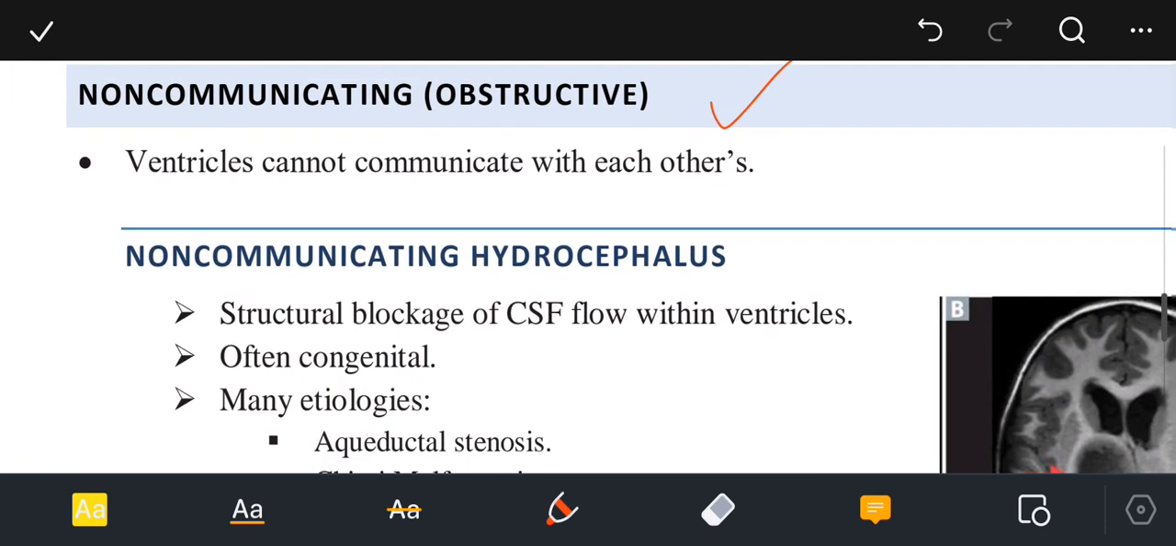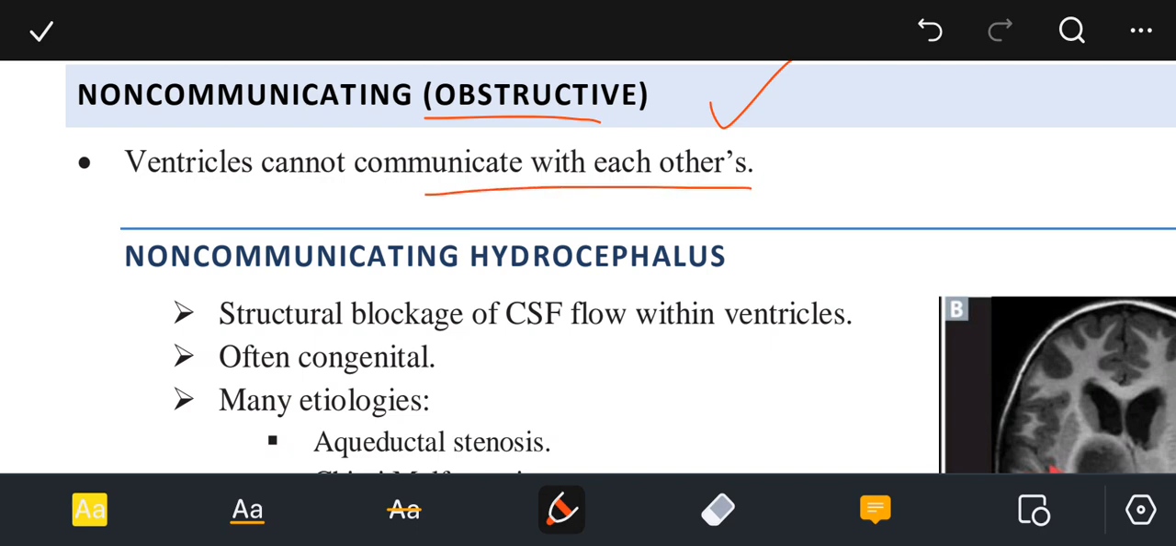Now moving forward to the non-communicating or obstructive hydrocephalus. The obstruction is somewhere inside the ventricular system. Any of the ventricles is not communicating with the next ventricle, and the subarachnoid space and the ventricles are not communicating effectively. That is why it is called non-communicating hydrocephalus. So ventricles cannot communicate with each other, and ventricles cannot communicate with the subarachnoid space as well.